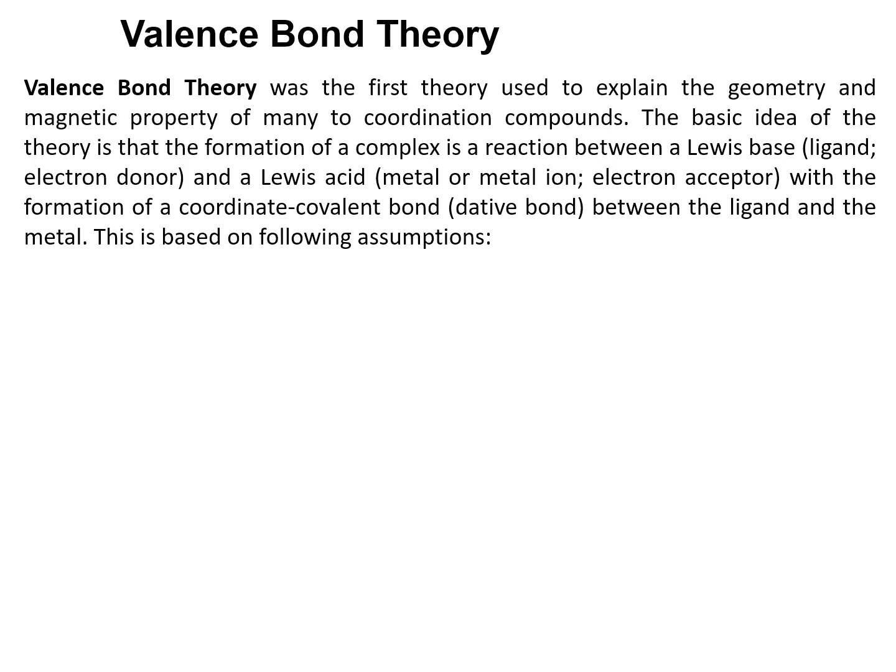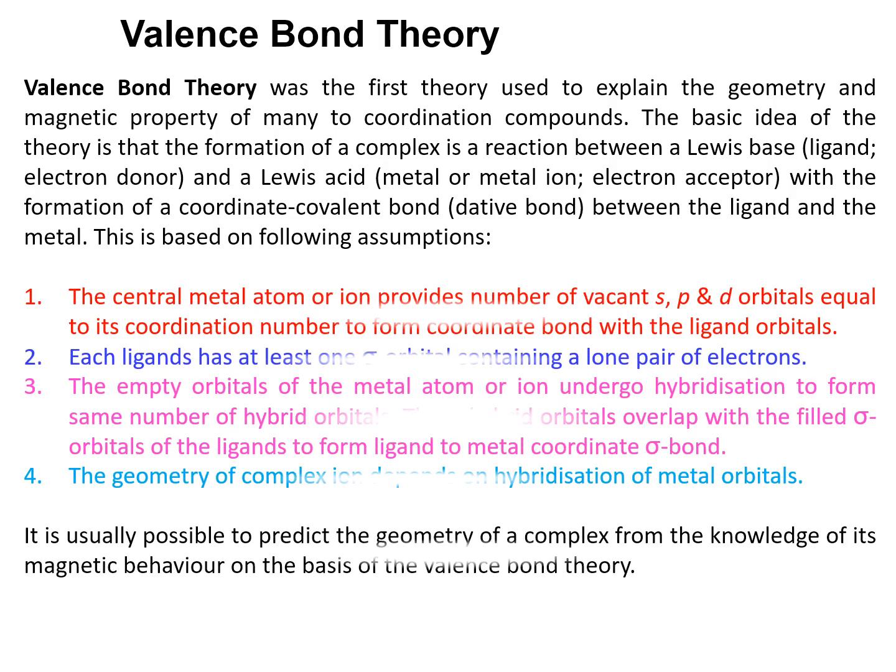There are some drawbacks. This theory was used to explain the geometry and magnetic property of many coordination compounds. The basic idea of the theory is that the formation of a complex is a reaction between a Lewis base and a Lewis acid with the formation of a coordinate covalent bond between the ligand and the metal. You can read all of the following assumptions. Valence bond theory was prepared based on some assumptions.